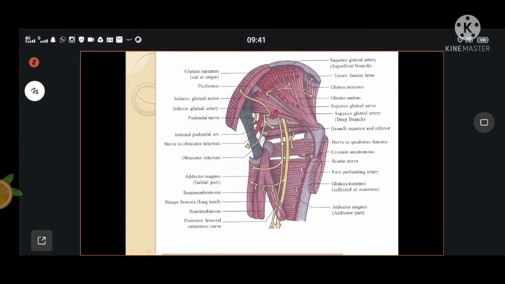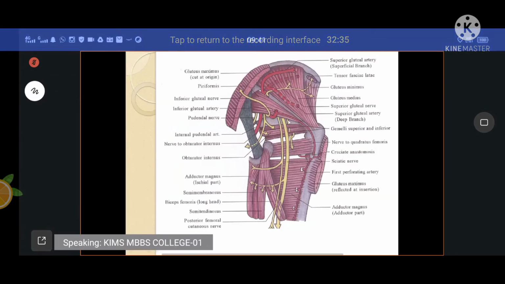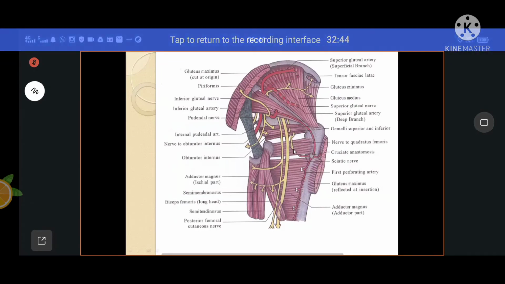And medial to the sciatic nerve, there is one more nerve which is a cutaneous nerve. That is the posterior femoral cutaneous nerve, which is emerging from the lower border of what? Lower border of the piriformis, right? And behind or below the sciatic nerve, you find one more nerve, that is the nerve to quadratus femoris. So the nerve to quadratus femoris muscle supplies the gemellae inferior muscle and the quadratus femoris muscle.